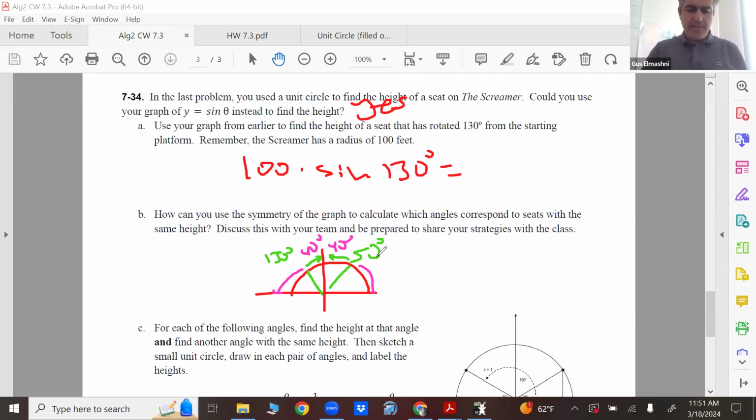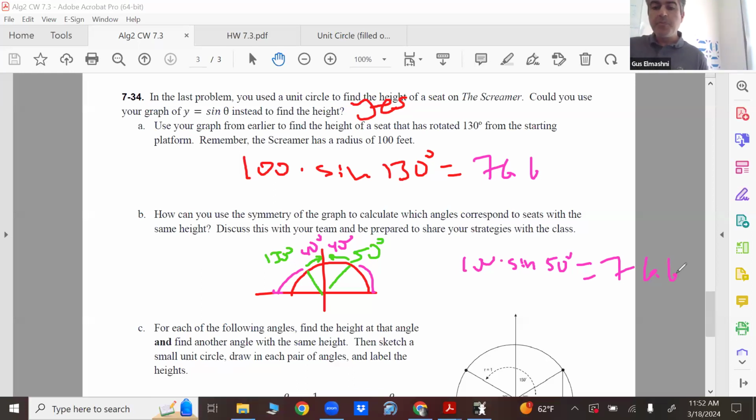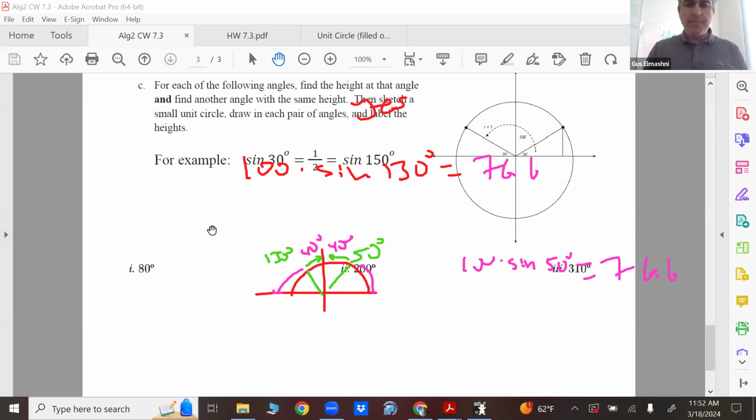Let me work this out. 100 sine 130, I get 76.6. If I do 100 times sine 50 degrees, I get the same thing, 76.6. So it's all about symmetry when it comes to this stuff. For each of the following angles, find the height at that angle and find another angle of the same height in the sketch. So, for example, sine 130 and sine 150 are the same.